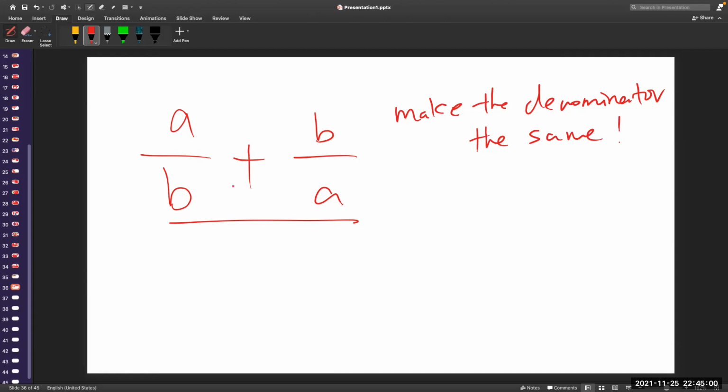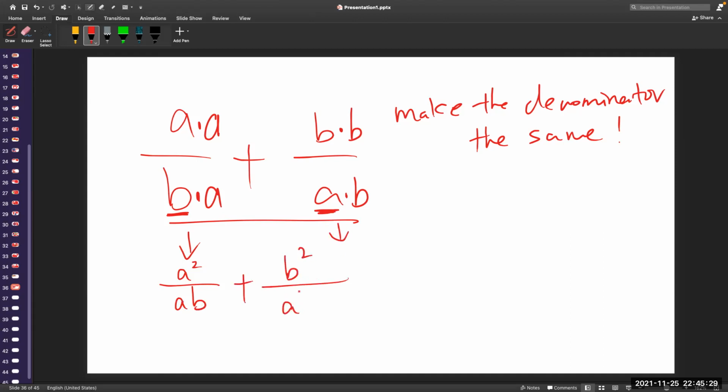So how do you make the denominator the same? This one has a B in the denominator, this one has an A. So you need to have an A here and a B here, so that the first fraction gives you A squared above and AB below. The second fraction gives you B squared above and AB below. Can you see that now they have the same denominator? Once you have the same denominator, you can just add them together. So this is the answer.